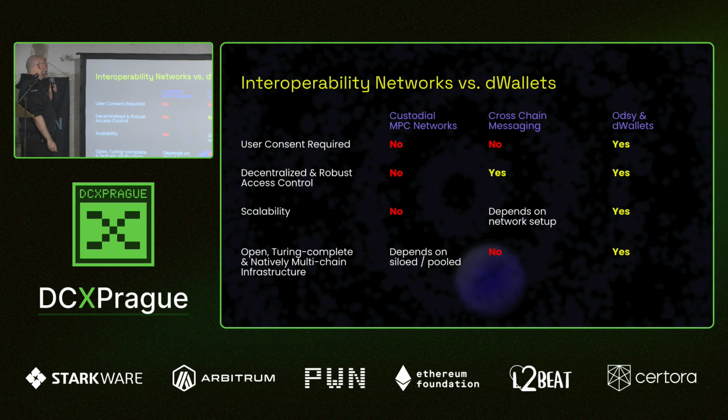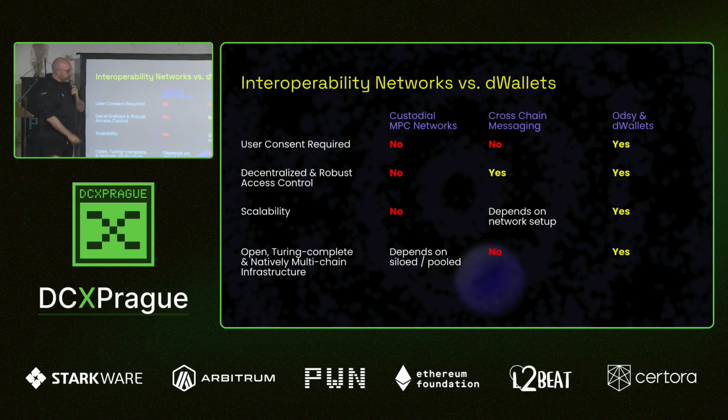If we go and compare interoperability networks, we have all these custodial MPC networks like Thorchain or ICP. We have Lit Protocol, which is a bit different. There's Entropy, which is not very clear what they do because they haven't released anything yet, but they're claiming to do something around that as well. Those networks don't have user consent required, right? That's kind of the trade-off that they have with permissionlessness versus user consent. They are not decentralized because of performance limitations and are not scalable.